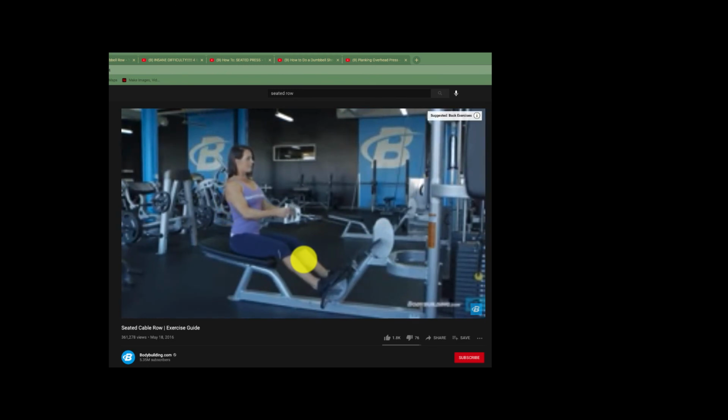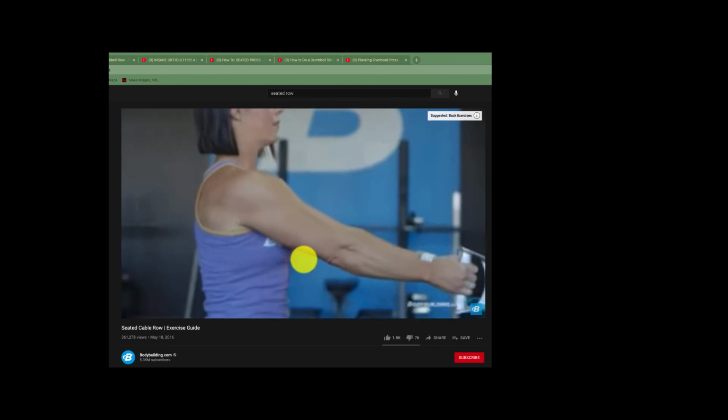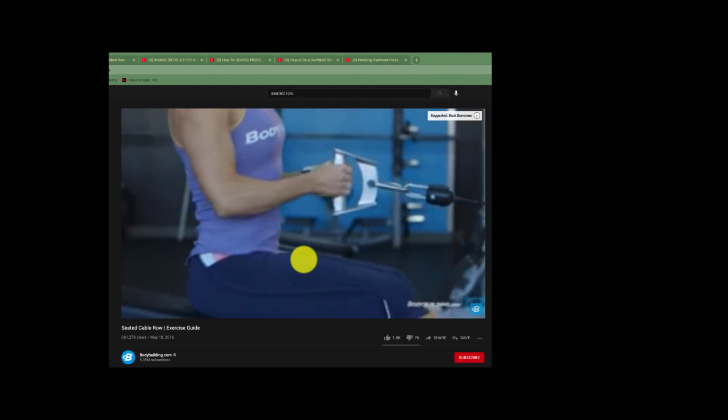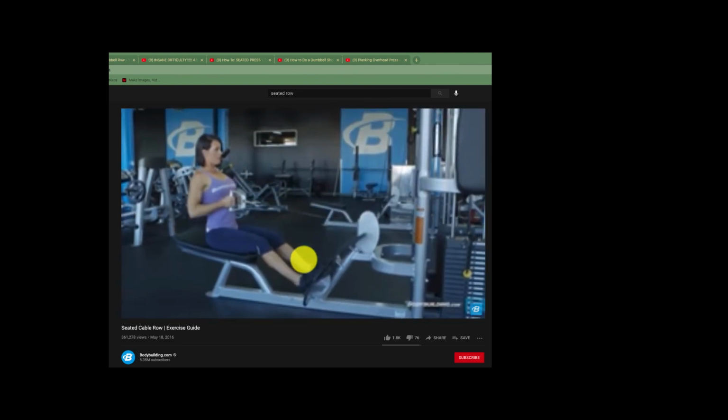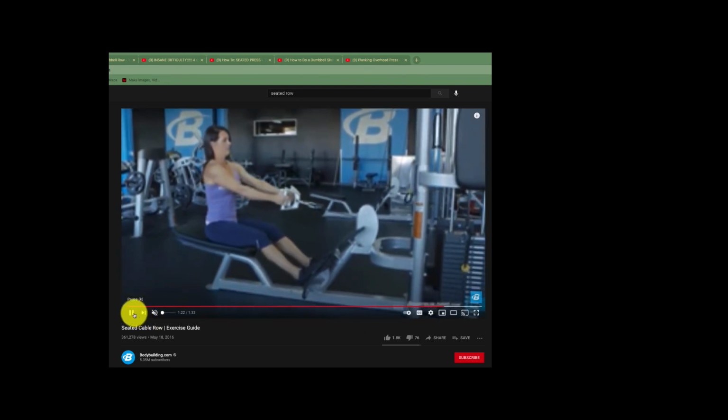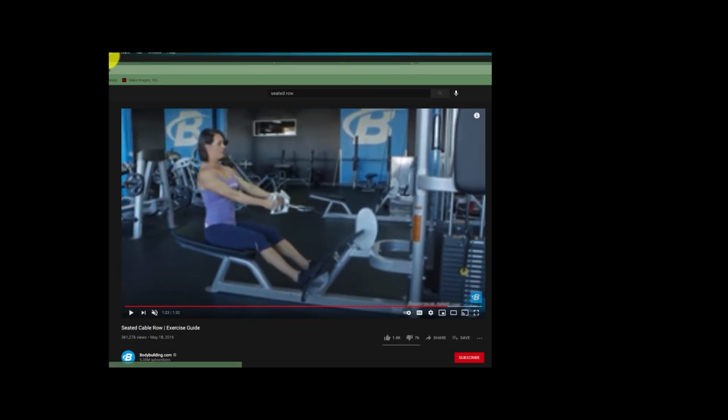So although we'll build some muscle and build some strength here, we're really not stimulating or challenging that neural drive and those motor units to fire as much as possible. So let's pause here. Let's take a look at this next one.